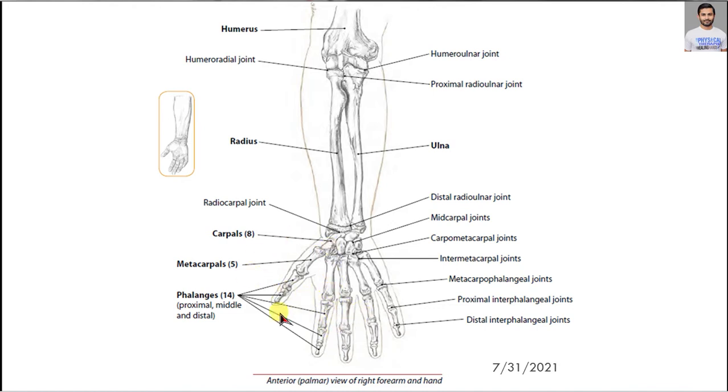The thumb is also considered to be the first finger, then second, third, fourth, and fifth. So the little finger is considered to be fifth, the ring finger fourth, the middle finger third, and the index finger second. The thumb is considered to be the first finger. And you can see the joints between the fingers and the thumb: the carpometacarpal joints, the metacarpophalangeal joints, and proximal and distal interphalangeal joints as well.